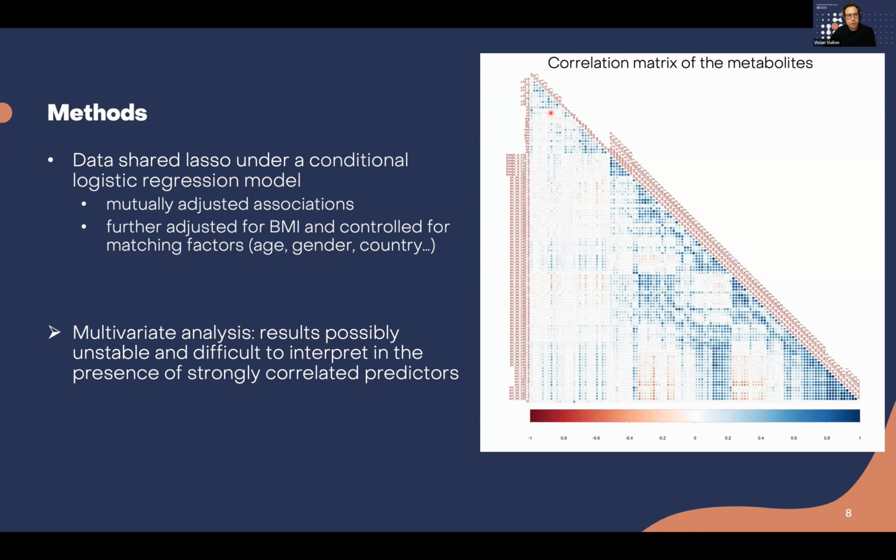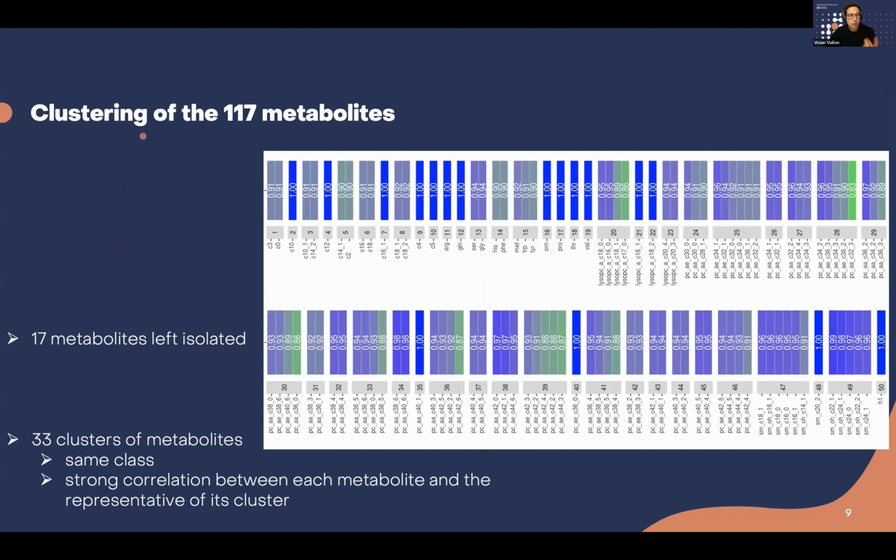And so, prior to the application of the data shared lasso, we decided to group the most strongly correlated metabolites together. And so basically we performed a clustering of the 117 metabolites. Here is a summary of the result that we obtained for this clustering step. From the 117 metabolites, we ended up with 50 clusters. 17 of them were actually made of single metabolites that were left isolated by the clustering step. So for instance, this second cluster here is made of only one acylcarnitine.